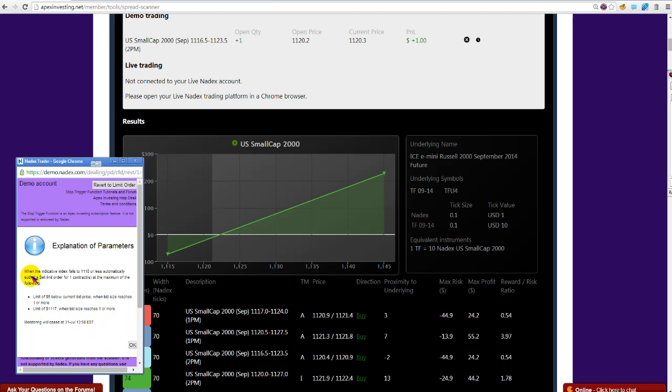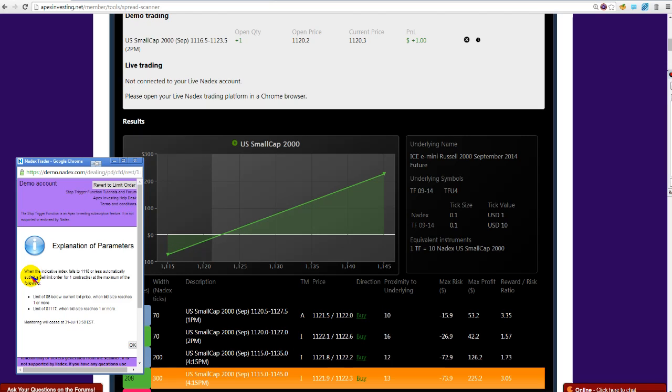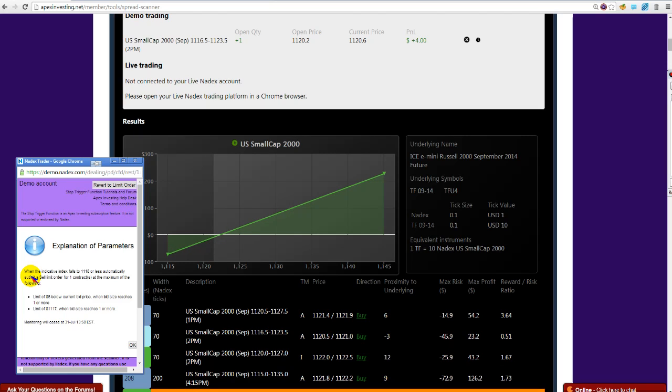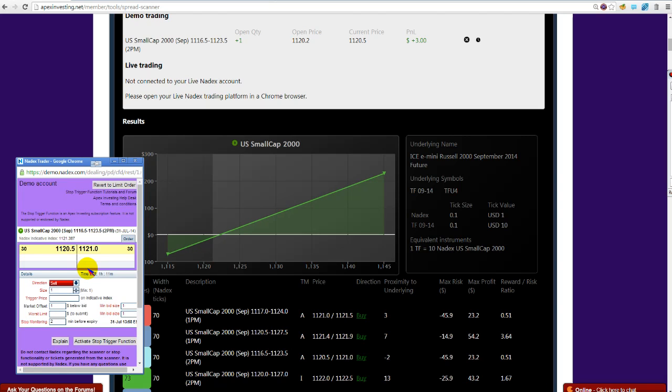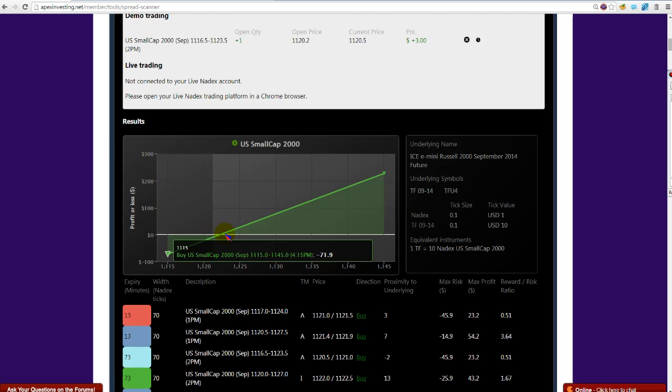When the indicative falls to 11.18 or less, automatically submit a sell limit order for one contract at the maximum of the following: a limit of $5 below the current bid price, whichever's higher, when bid size reaches 1 or more. So making sure there's actually a bidder offer size, some liquidity. Or a limit of 11.17 when bid size reaches 1 or more. And stop looking to submit the order at 1:58 Eastern Time, which is a couple minutes before it expires. So pretty simple, but that's how it works.